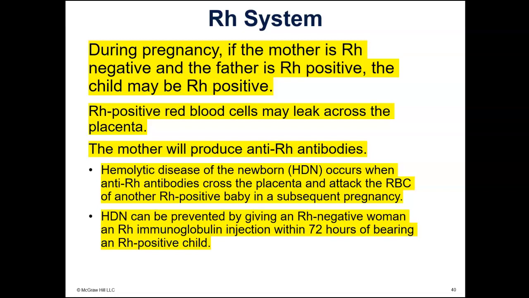As far as the problems that can come up with pregnancy with the Rh system, if you have a mother that is Rh negative and their child is Rh positive, the first child that the mother has is going to be fine, but the mother's blood will start to build up antibodies to Rh. And if the mother has another child who's Rh positive, then her antibodies are going to attack the baby. They're going to attack the baby's red blood cells.